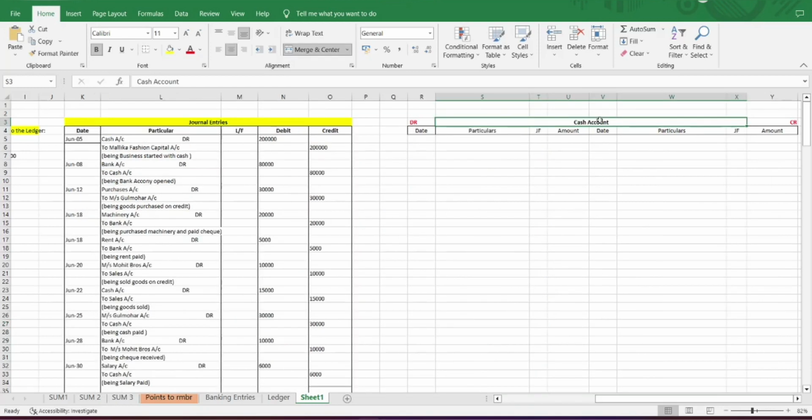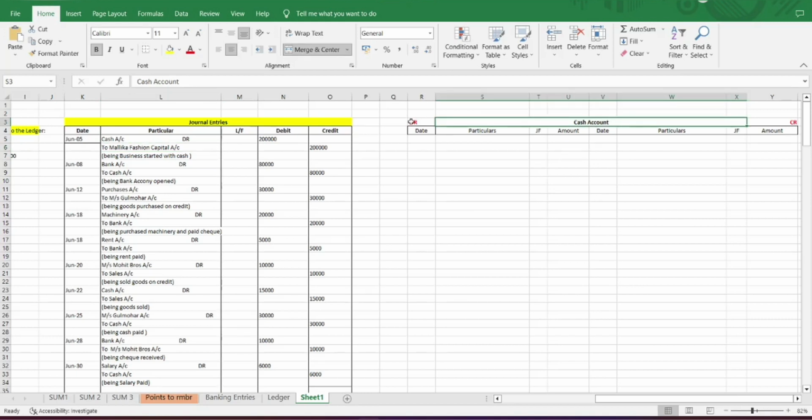Quick revision on the format of the ledger. We are writing the name of the ledger account on the top with debit and credit, date, particulars, general folio, and amount on the debit side. Same columns on the credit side too: date, particulars, and amount. So here our first entry is cash account is debited to Malika Fashion account. We are preparing the cash account. We are preparing a cash ledger.